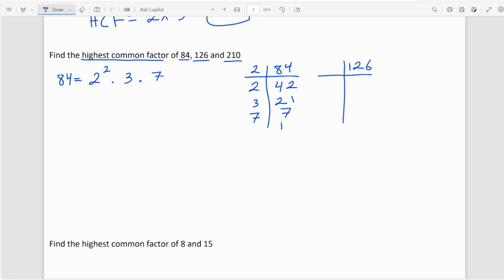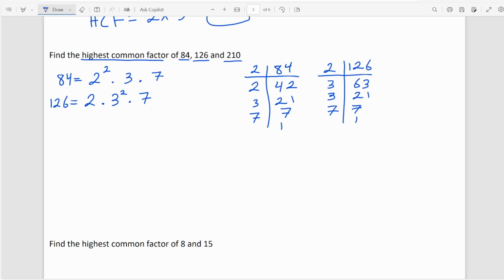Now we have 126. 126 is an even number, so I can divide it by 2. It gives me 63. 63 divides by 3 gives you 21. By another 3 we get 7. By 7 we get 1. And so 126 is equal to 2 times 3 to the power of 2 times 7.